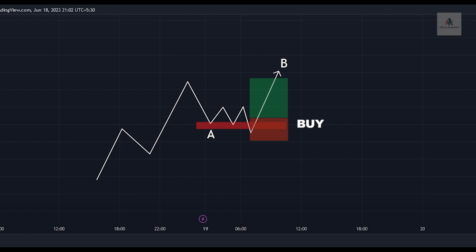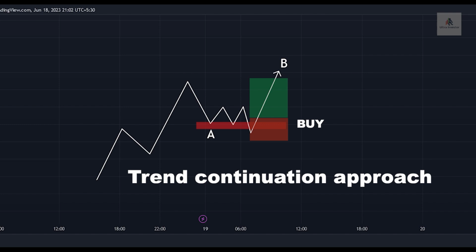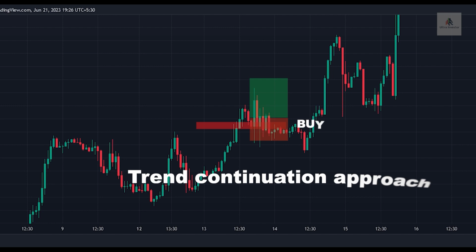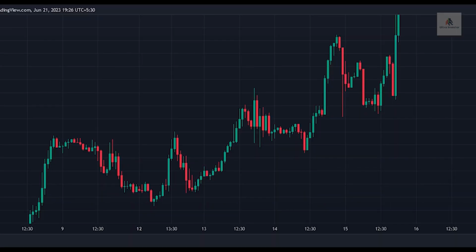An essential aspect to consider is that this particular technique is classified as a trend continuation approach. Therefore, it is advisable to exercise caution and refrain from implementing it in every market situation. It is best utilized when there is a clear trend visible. Now, let's analyze this trading tactic on an actual chart.